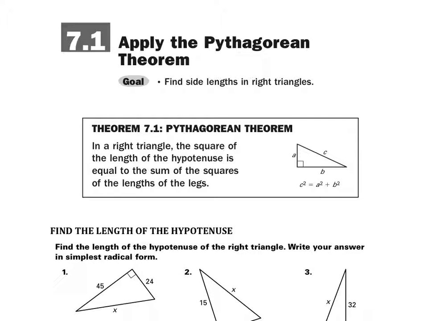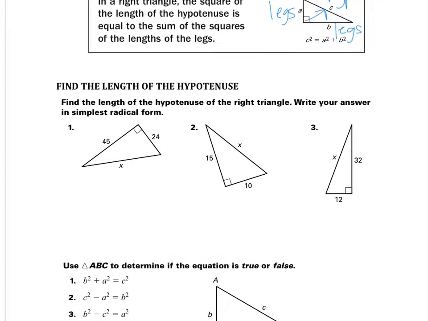So recall that in a right triangle, the legs are the two sides that make up the right angle, and across or opposite the right angle is the hypotenuse. So find the length of the hypotenuse. We're always trying to find the C.